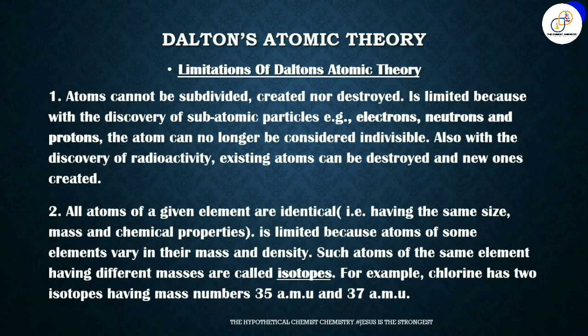In other words, they all have the same atomic number of 17, but their neutron numbers are not the same, and as a result, different mass numbers. So we have chlorine isotopes having a mass of 35 AMU, which means atomic mass unit, and then 37 atomic mass unit. We have carbon-14, carbon-12, carbon-15.